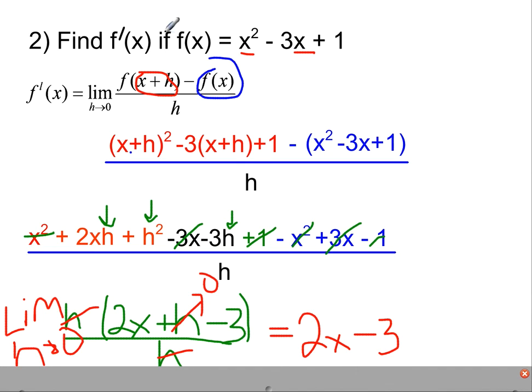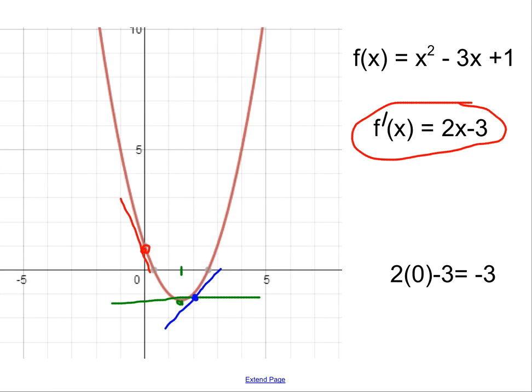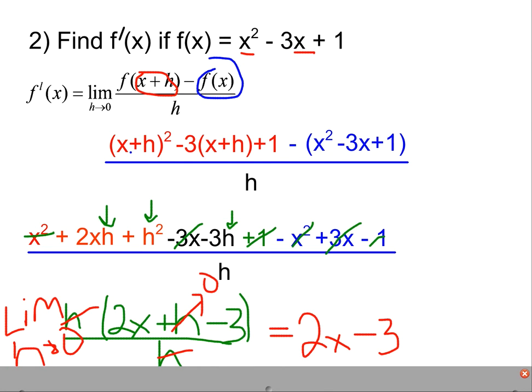Okay, so this should be the end of video part 1. I want you to then play part 2, which will go into the explanation of what this means graphically.